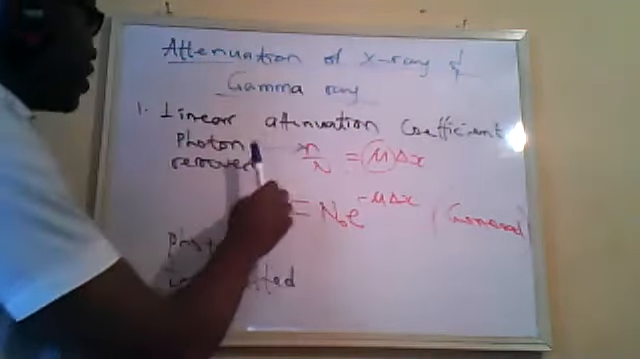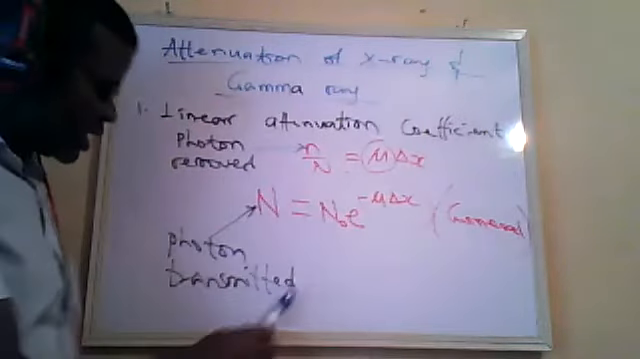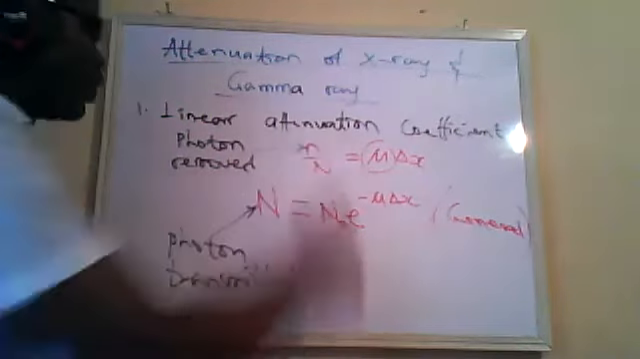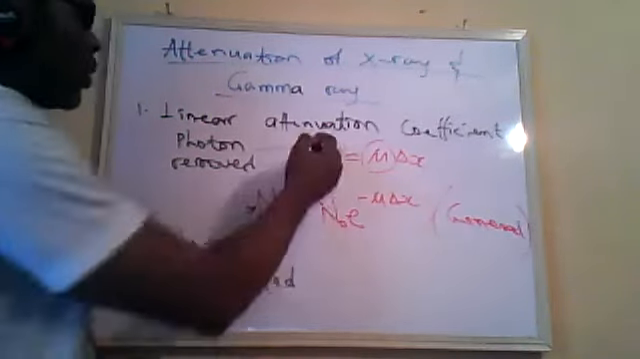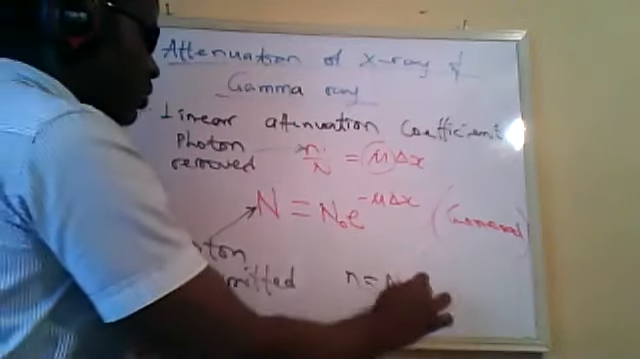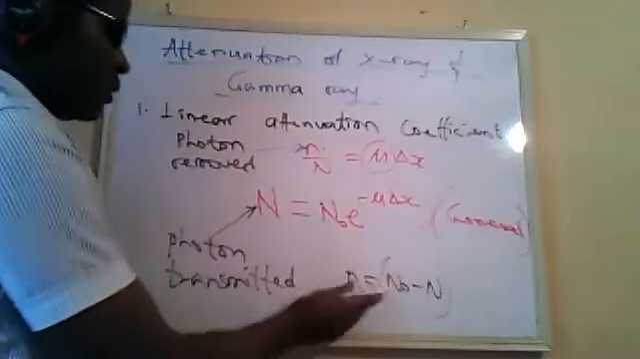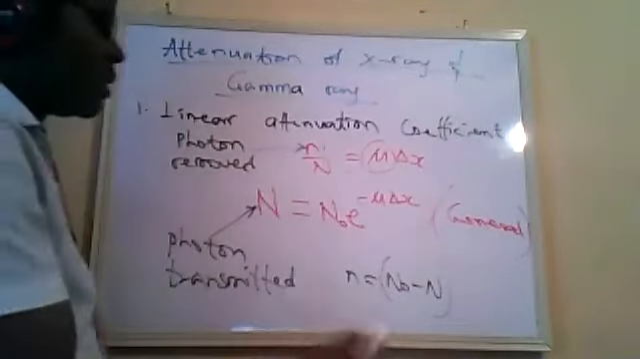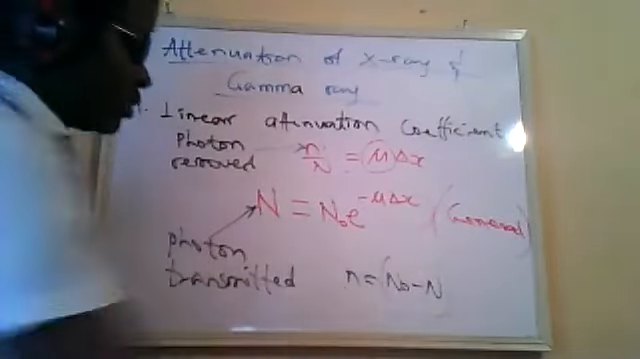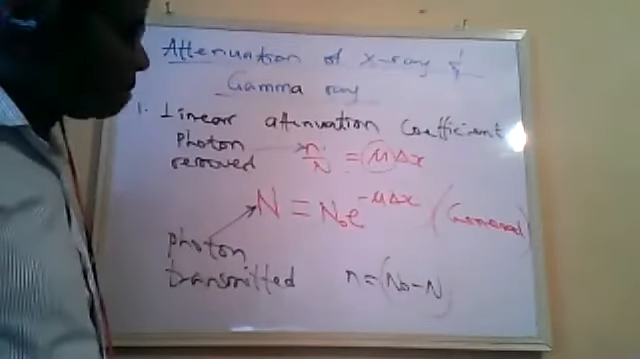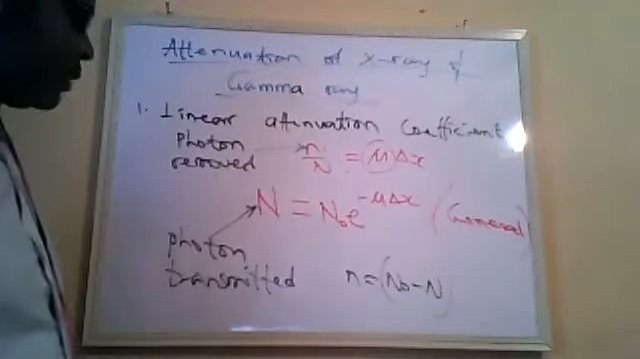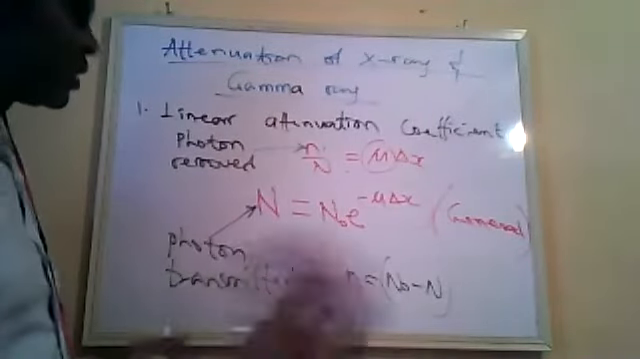This N stands for photon removed; this N stands for photon transmitted. So if you want to get the photon removed, you just subtract this from this. So our N here is simply N naught minus N, to give us the photon removed, because the amount transmitted is simply the initial amount minus the amount removed. So we shouldn't have problems with that.